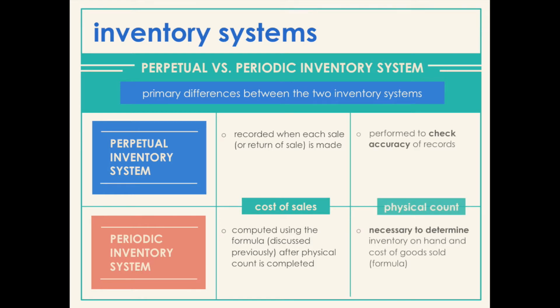The last difference would be the conduct of physical count. Under the perpetual system, a count is performed mainly to check the accuracy of records. But for the periodic system, the physical count is necessary in order to determine the amount of inventory on hand or still unsold at the end of the period. And obtaining the amount of inventory at the end of the period is necessary to be able to compute for the cost of goods sold during the period.